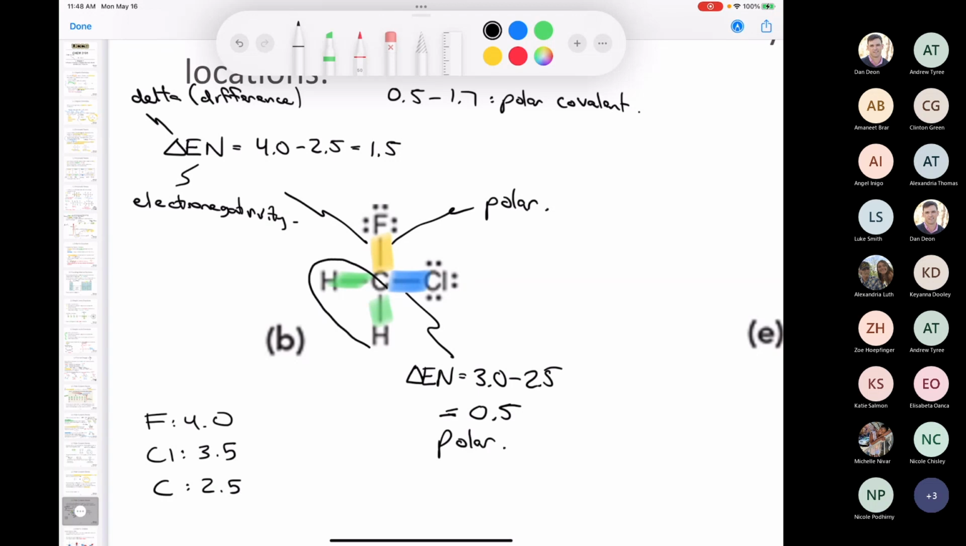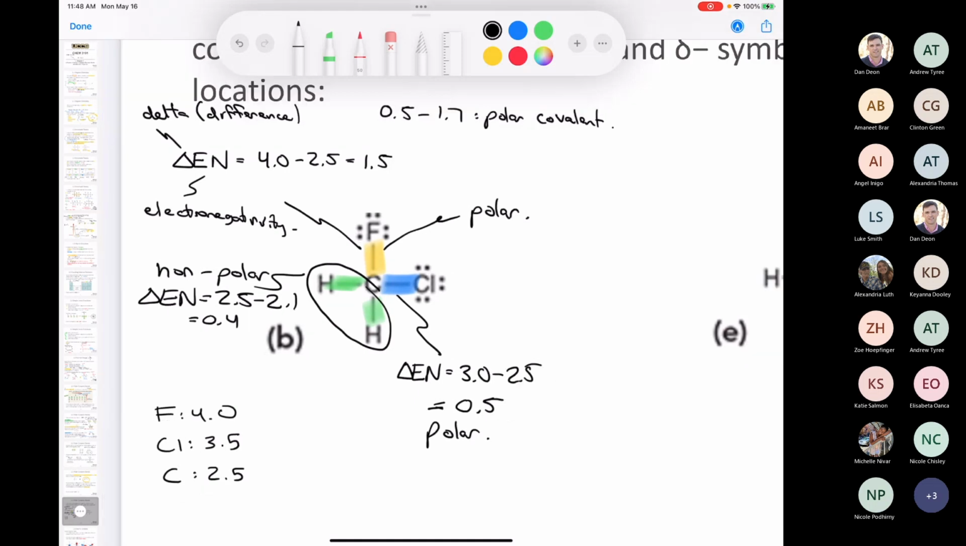Both of these bonds, the bonds between carbon and hydrogen, are non-polar. We already looked at this. The difference in electronegativity is going to be 2.5 minus 2.1, which gives you 0.4. That's less than 0.5, and therefore they are non-polar.